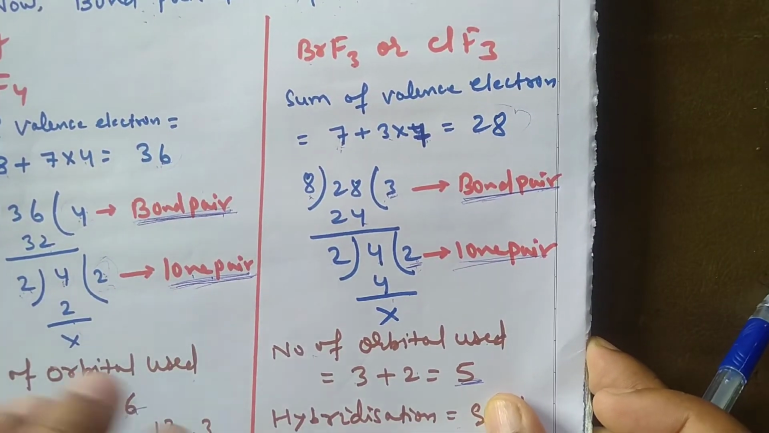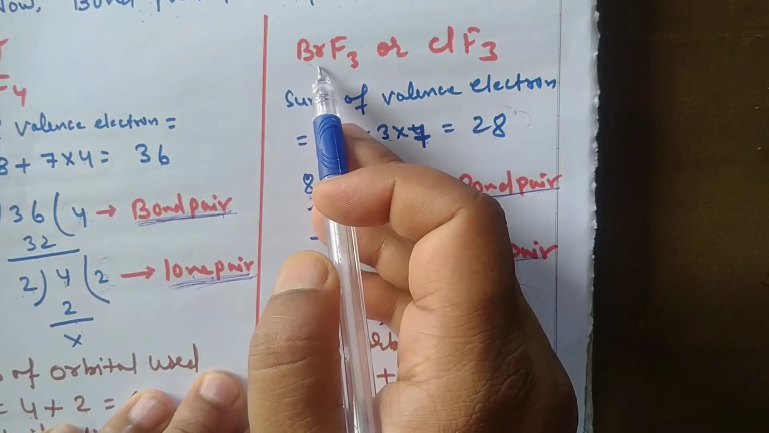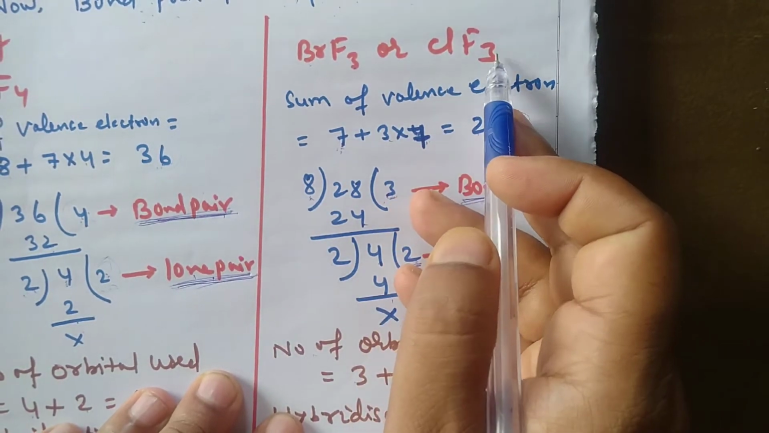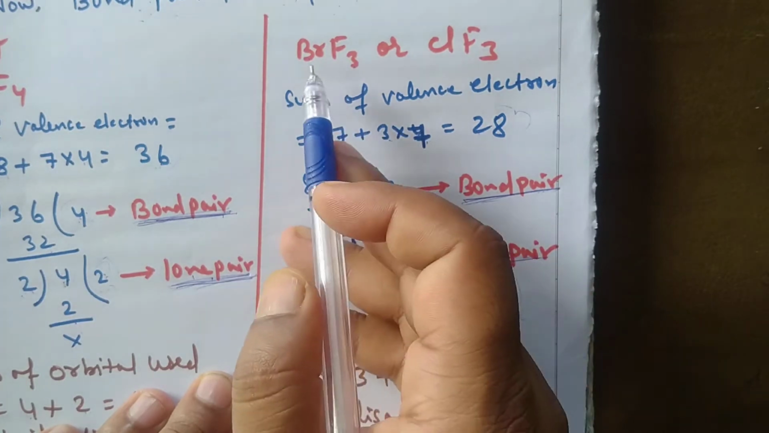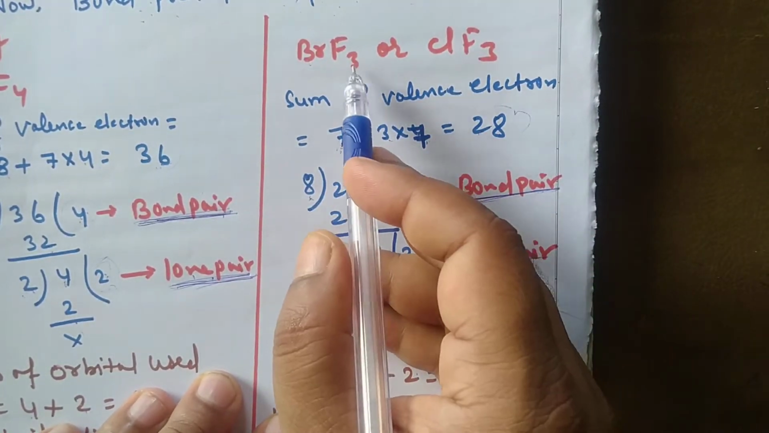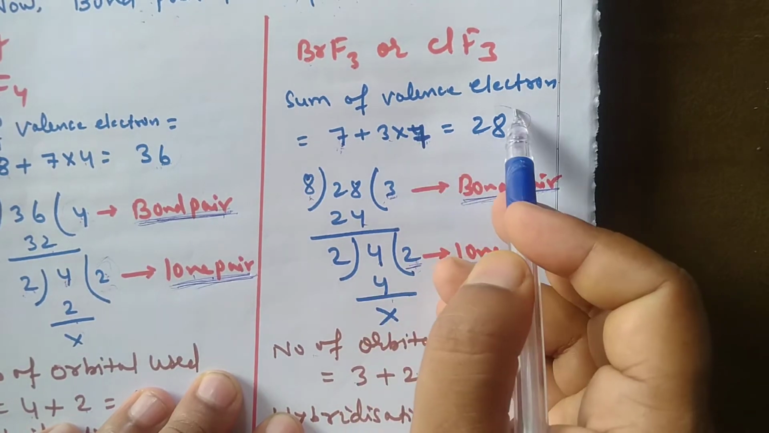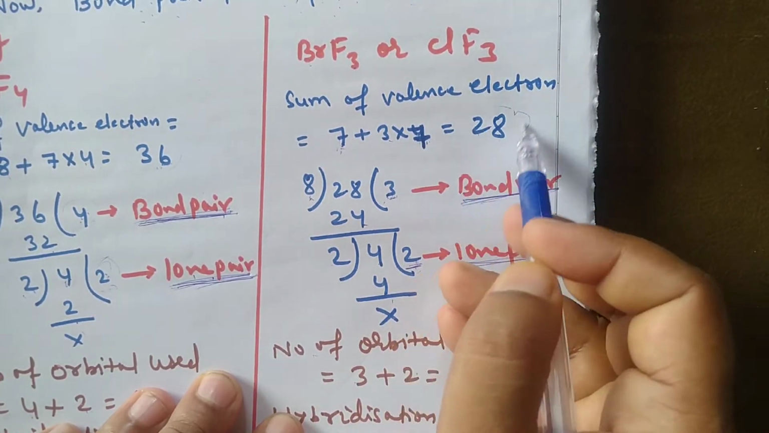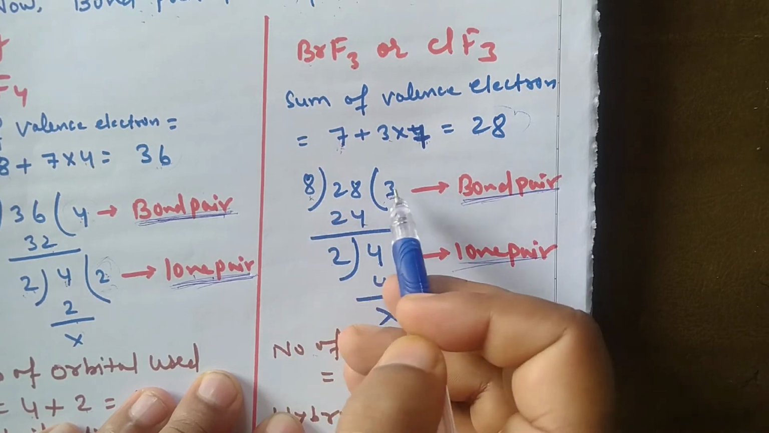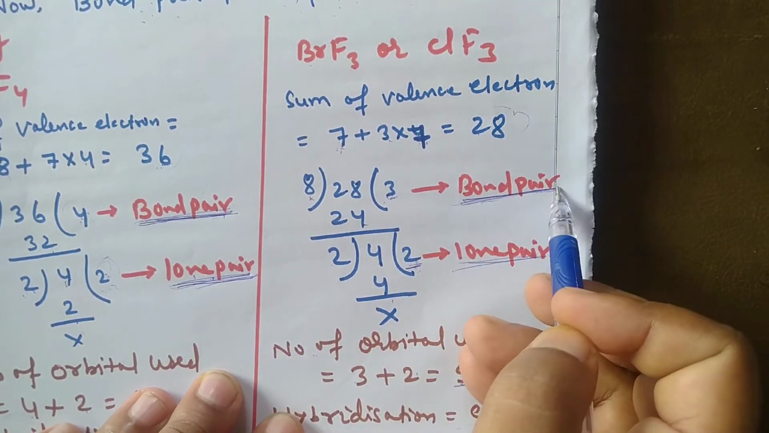Now see here another example, we have BrF3, or you can take ClF3. Here the valence electron of bromine is 7 and there are 3 fluorine atoms. So 3 into 7 you get 21, plus 7 is 28. This is the sum of valence electrons. Now you just have to divide it by 8. So 8 threes are 24. You got the bond pair.